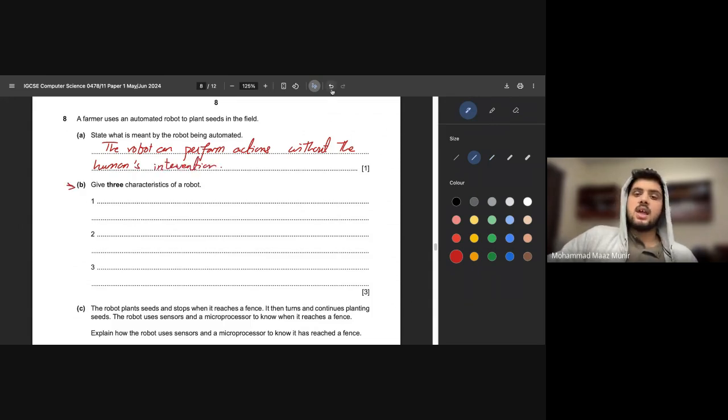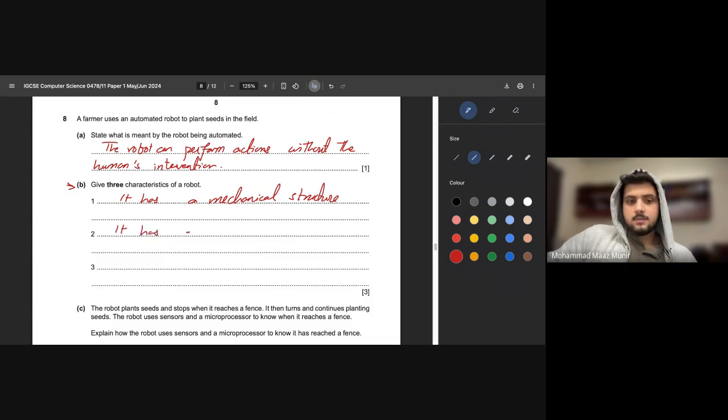Part B says to give three characteristics of a robot. So you can write any of those characteristics. Like it can move, it is programmable, it has electrical components, it has a mechanical structure. So you can write any of them. Say it has a mechanical structure, it has electrical components, and you can say that it is programmable. Easy, straightforward, and you get 3 out of 3.